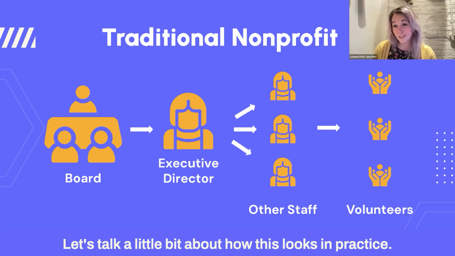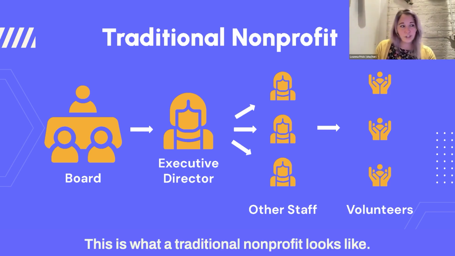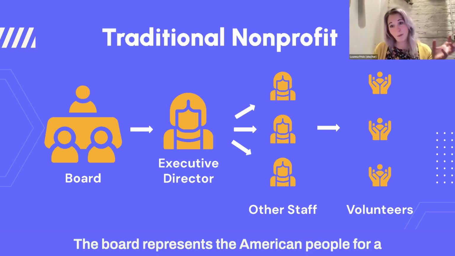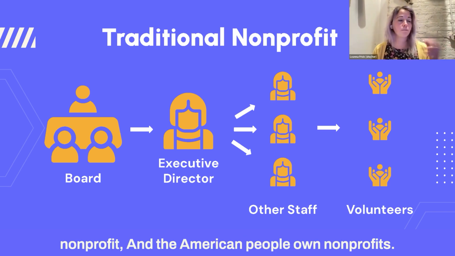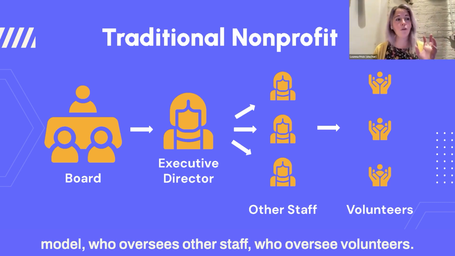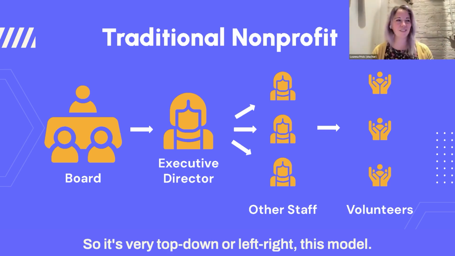Let's talk a little bit about how this looks in practice. This is what a traditional nonprofit looks like, right? The board is in charge. The board represents the American people for a nonprofit, and American people own nonprofits. That's how it works. The board oversees an executive director in a traditional model, who oversees other staff, who oversee volunteers. So it's very top down, or left to right, this model.